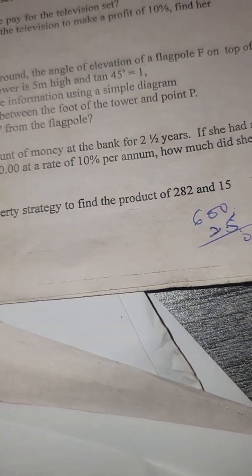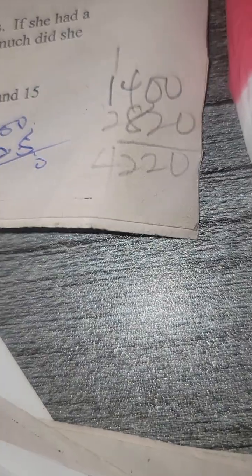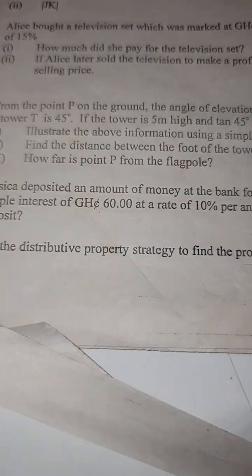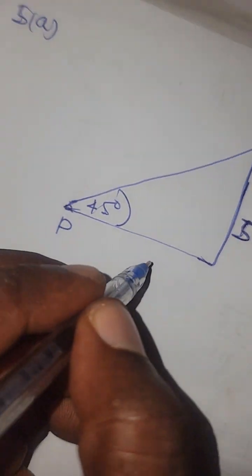Okay. Then the question says that there is a flagpole F on top of a tower. So this is the tower, and the tower has the flagpole F on top of it. So the tower is here as T. The question is asking that the tower is 5 meters high. So 5 meters high.